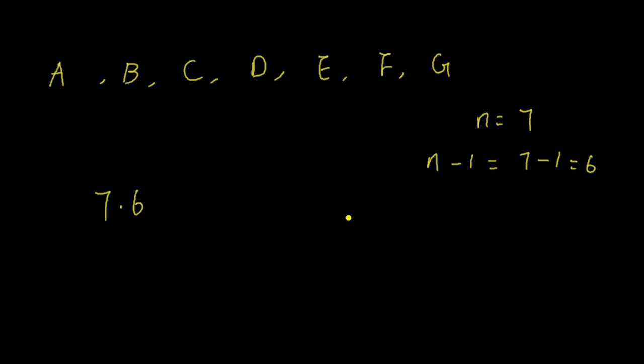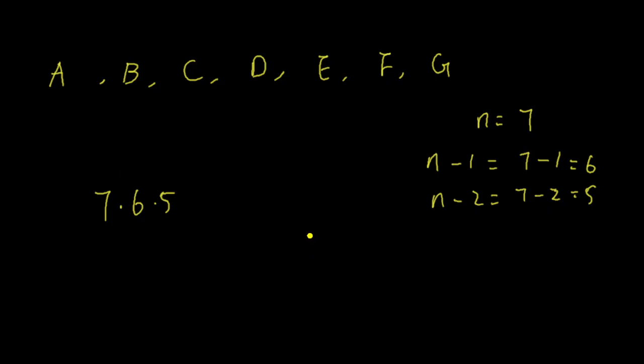After you choose the second letter, how many letters do you have left as choices? 5, because you already take away 2, right? You only have 7 in total. So you have 7 minus 2, because you already take away 2 here. So that is 5, and this is n minus 2. Then times 5, right? There are 5 possible choices you can choose here.